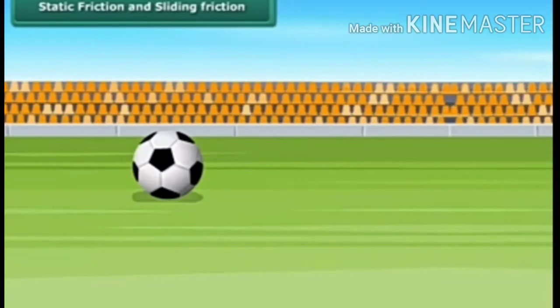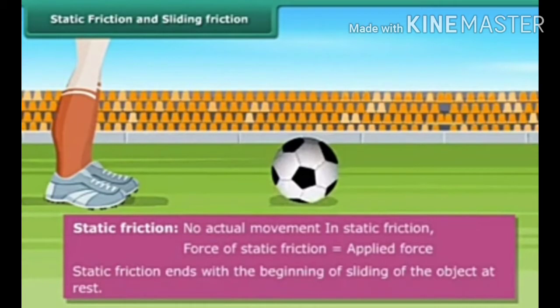First one, static friction. The ball on the ground is at rest. At this stage, static friction is acting on it. The frictional force that exists between two surfaces so long as they are relatively at rest, when no external force acts, is called static friction. There is no actual movement of the body in static friction. In static friction, the force of static friction is equal to the applied force.